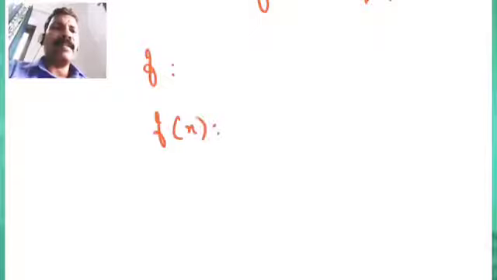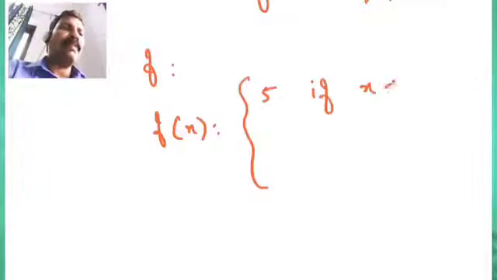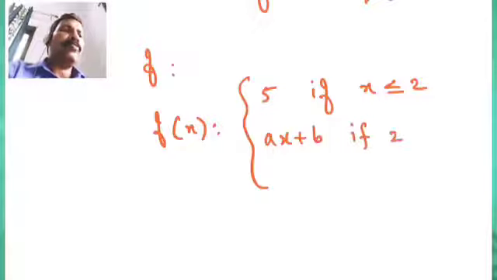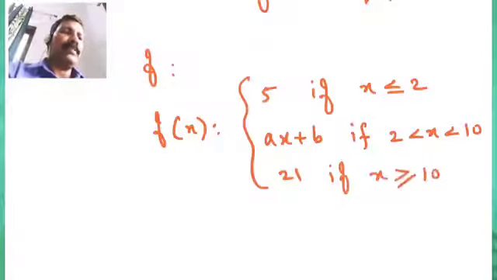Let a function f be defined by f of x is equal to 5 if x is less than or equal to 2, and ax plus b if 2 is less than x less than 10, and 21 if x is greater than or equal to 10.